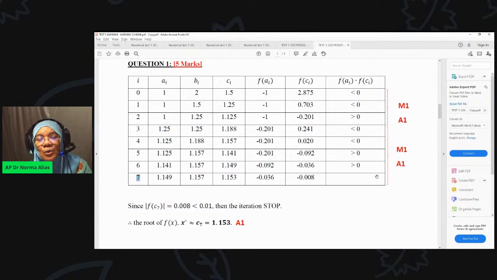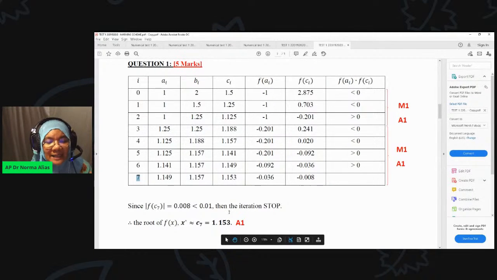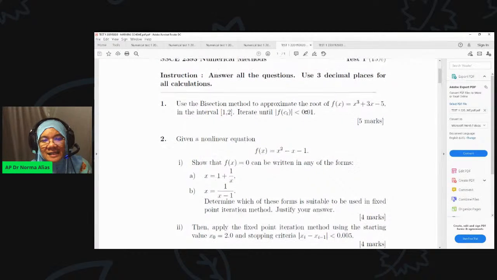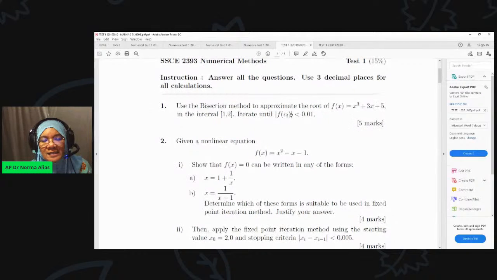You see how we give you marks. There is a method mark M and an answer mark A. Since you have 7 steps, you have 2 methods and 2 answers. This is how we do it. The last step is to find the root. The root is at C7, 1.153. Why? Because F(C) is less than 0.01. Look at the question: they ask you to find C such that F(C) is less than 0.01.